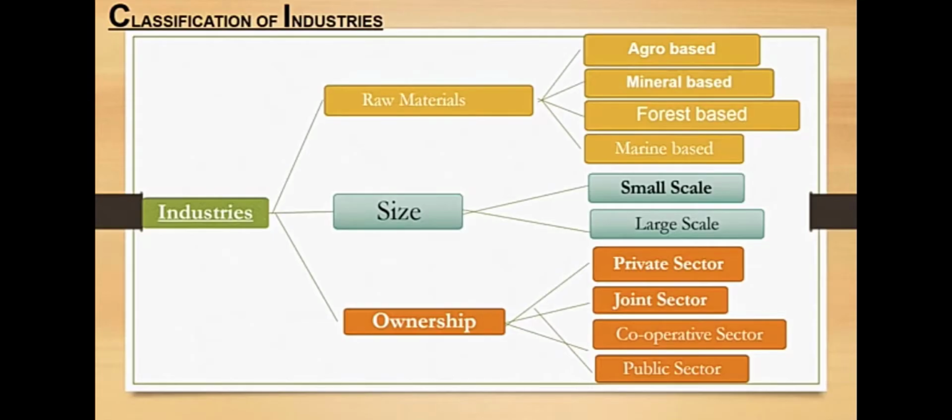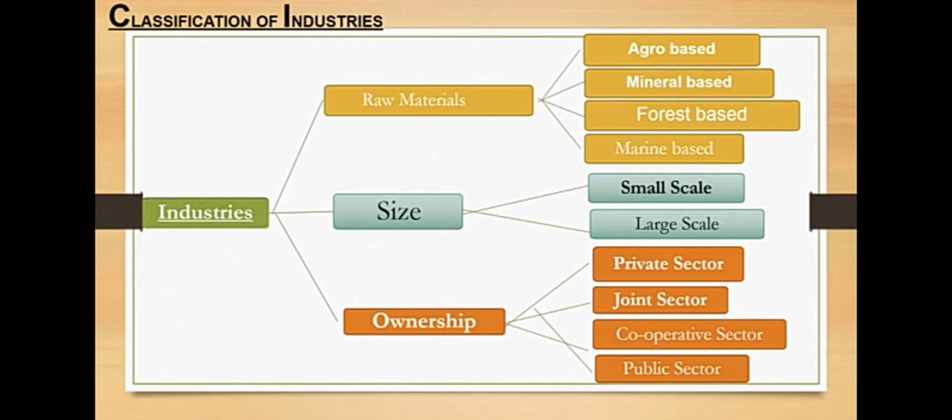So next topic, how do we classify industries? Actually, industries are classified based on 3 main things. First one is raw material, second one is size, and third one is ownership. Raw material means which input we are using for that particular industry. Raw material is again classified according to the inputs: agro based, mineral based, forest based and marine based.